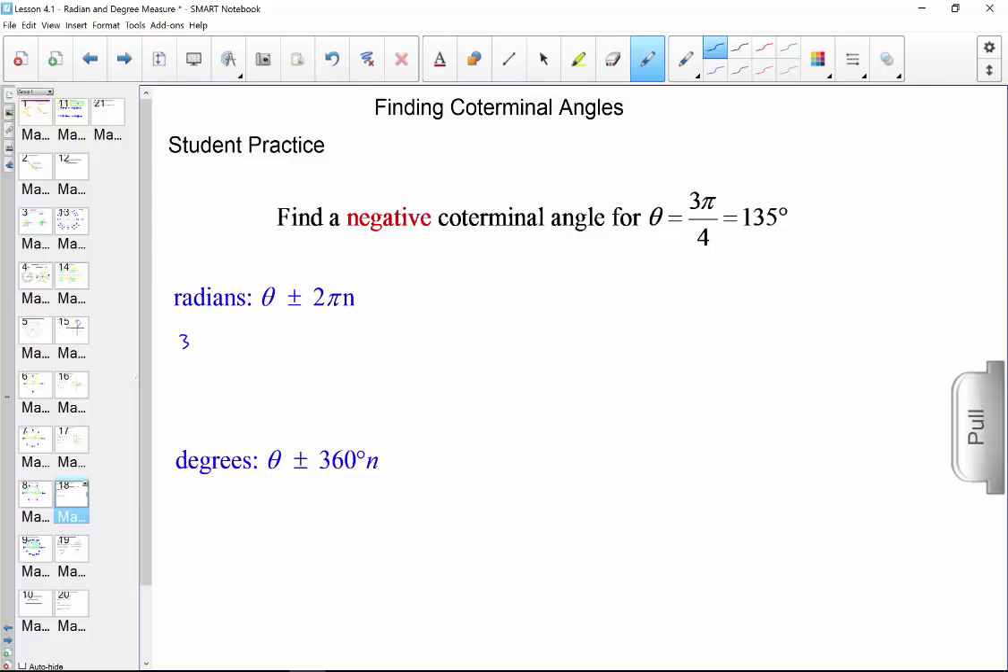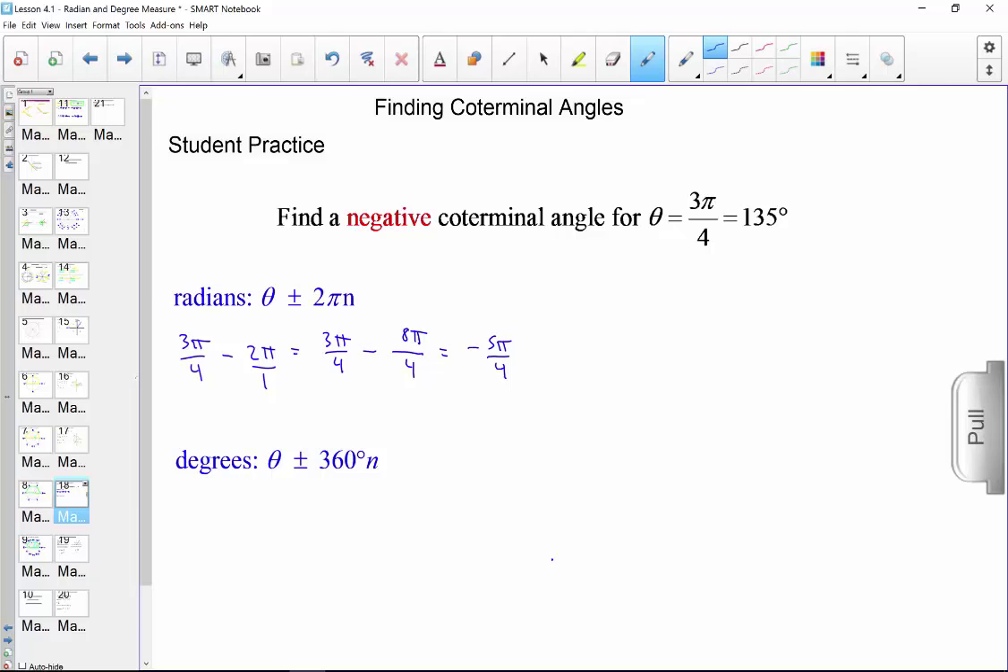Because we're starting with 3 pi over 4, which is a positive angle, and we want to end up with a negative angle, we're going to subtract 1 revolution. We're going to subtract 2 pi. So rewriting this with a common denominator, we have 3 pi over 4 minus 2 pi has a denominator of 1, so our common denominator is 4. So we have 8 pi over 4, which equals 3 pi minus 8 pi is a negative 5 pi over 4. So 3 pi over 4 and negative 5 pi over 4 are coterminal or equivalent angles.